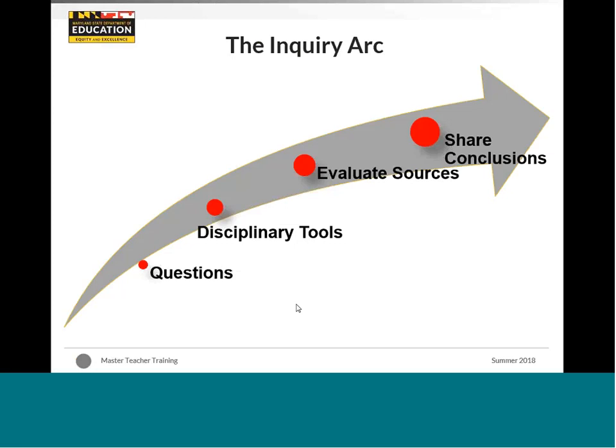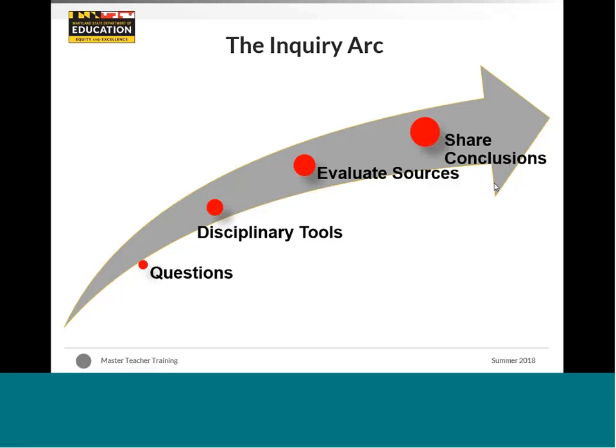The inquiry arc became the central instructional model for the social studies statewide. As you can see here, this is what reflects the C3 framework. So as we move through the Maryland inquiry arc, we're moving through those same dimensions in the C3. And in our exercise today, we've gone through questioning, and then we would move to disciplinary tools. We'd go about gathering sources, and then developing claims with appropriate evidence, and sharing those conclusions.